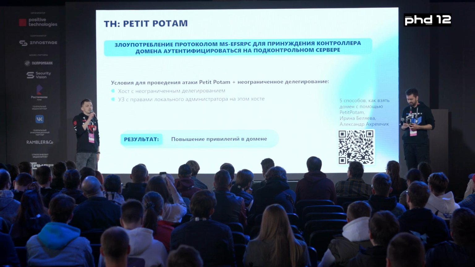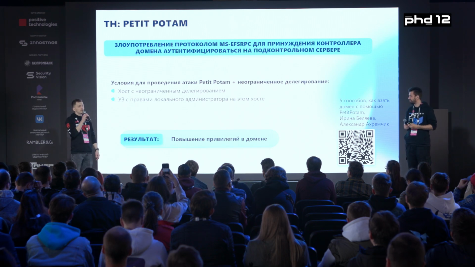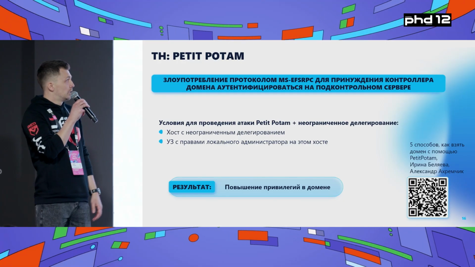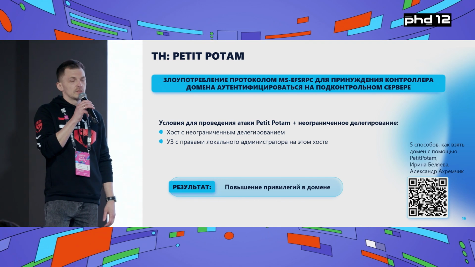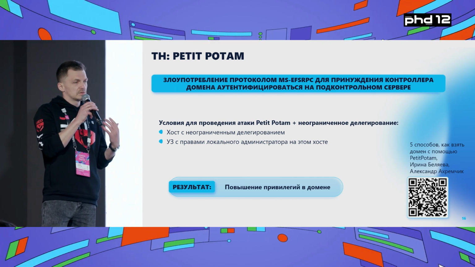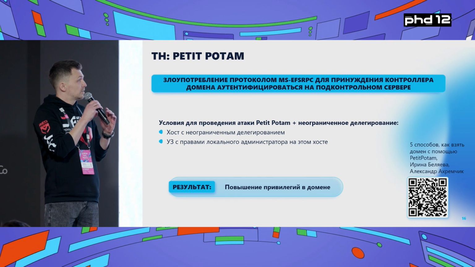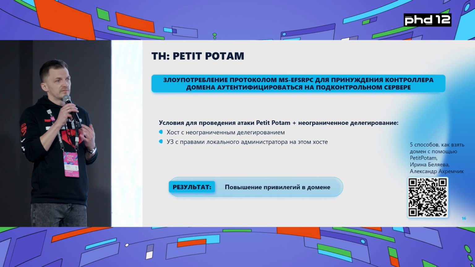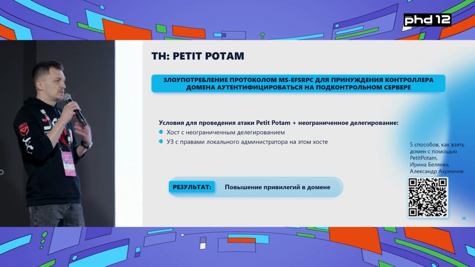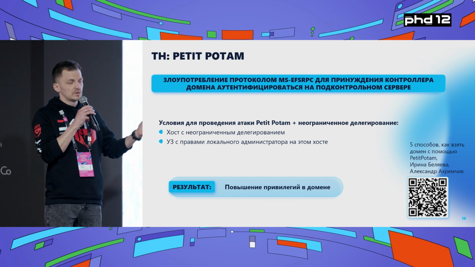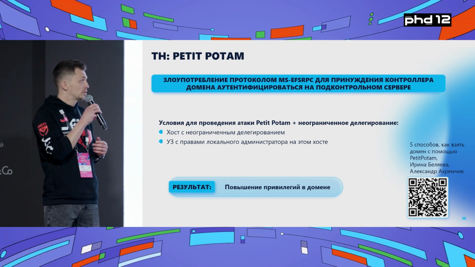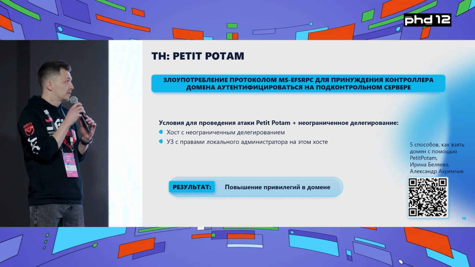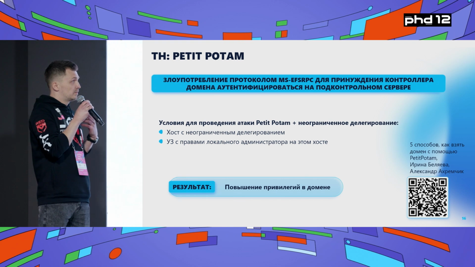Petit Potam is attributed to coercion attacks. And Petit Potam for coercion is using the MS-EFSRPC protocol, the remote access to the encrypted files. Petit Potam can be used in different options. For instance, if you need more detailed information, you can scan a QR code. But we selected Petit Potam plus unconstrained delegation as a sample.